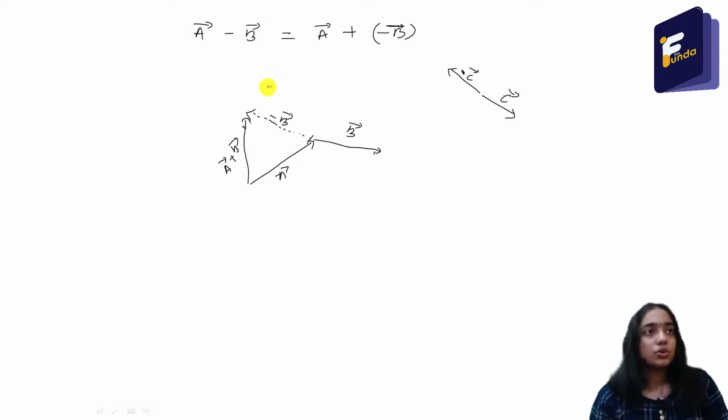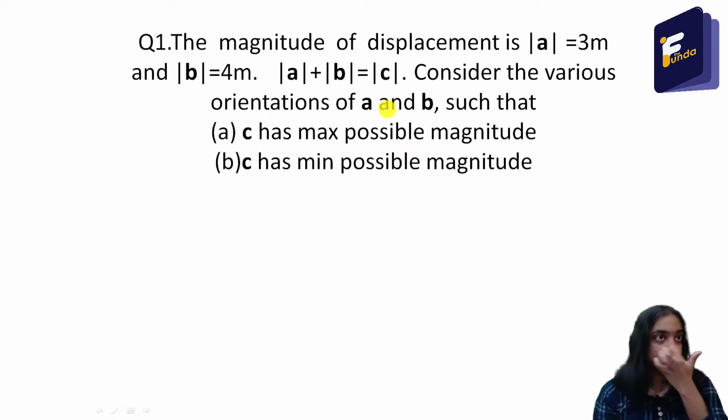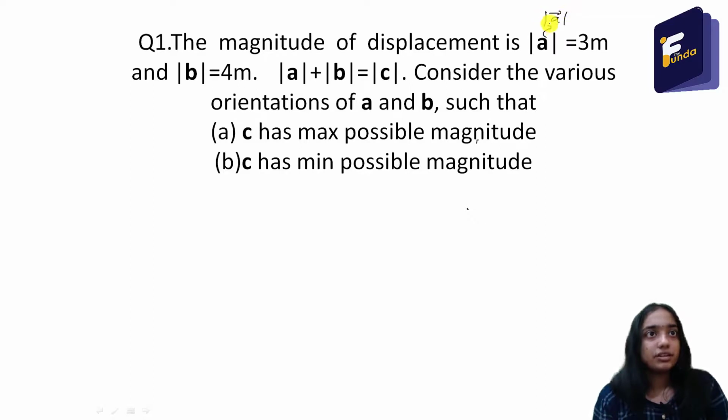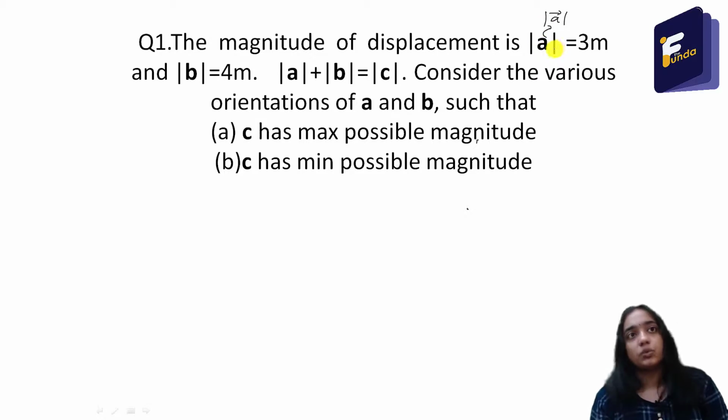So now we will solve a small question and then we will complete this class. So this is the question. The magnitude of displacement is, so this is, I have written here, this means that this is the magnitude of A vector. Okay, I have written A in bold as I told you that this represents a vector quantity. So the magnitude of displacement A is 3 meter and displacement B is 4 meter, and okay, here there is a mistake. One second.